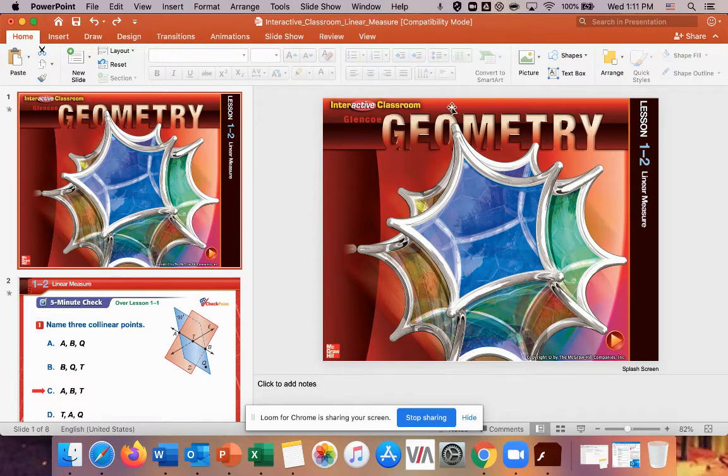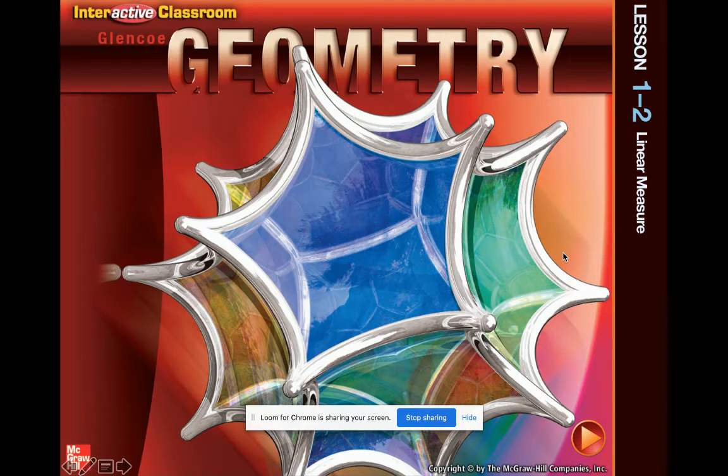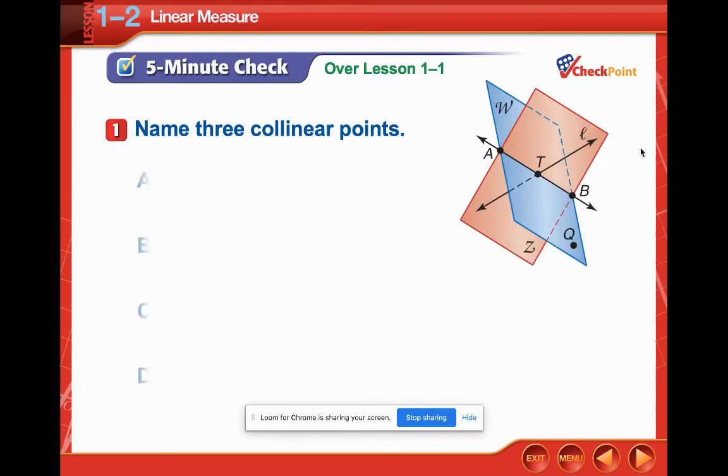Okay, so this one, we're just going to review about five quick problems. I know it says lesson 1-2 linear measure over here, but this is still a review from 1-1 points, lines, and planes. Okay? All right. So what I want you guys to do is take a second here. I'm going to stop speaking for about 5 to 10 seconds. I want you to pause the screen and see if you can figure out the correct answer for this.